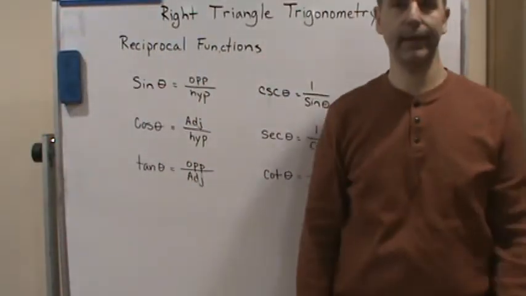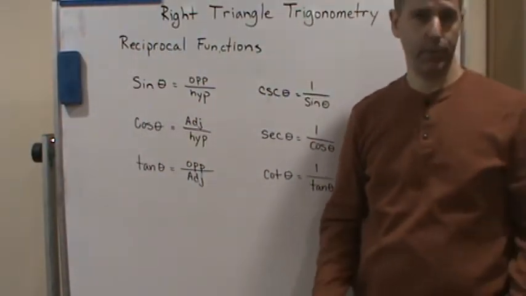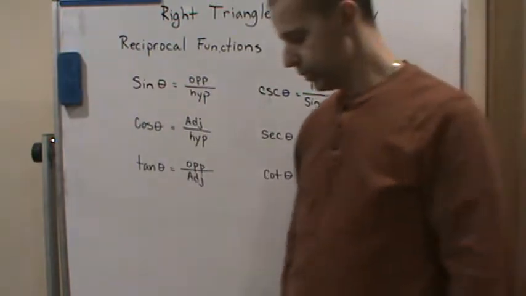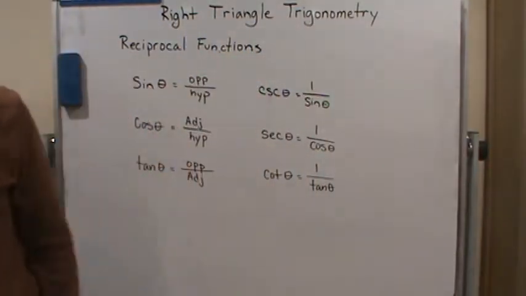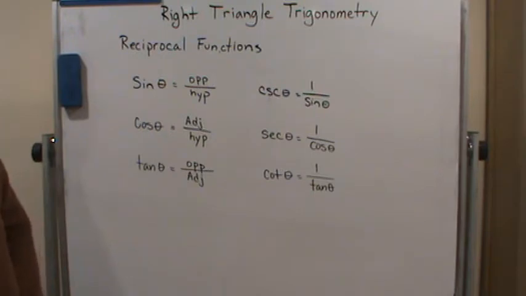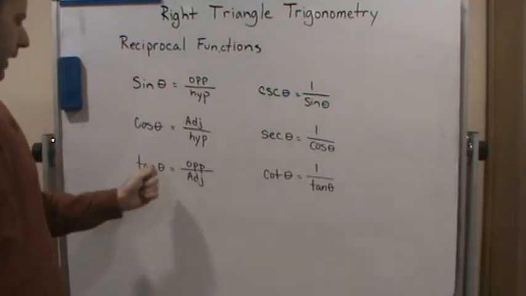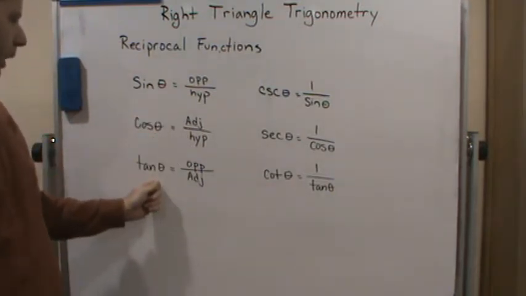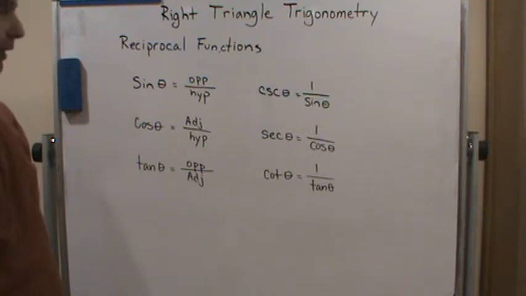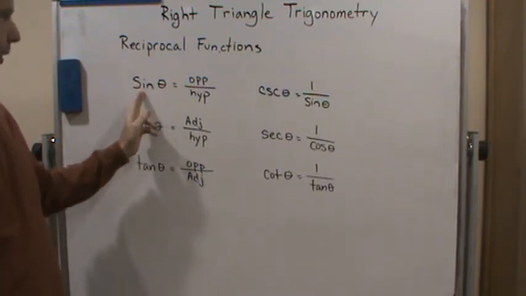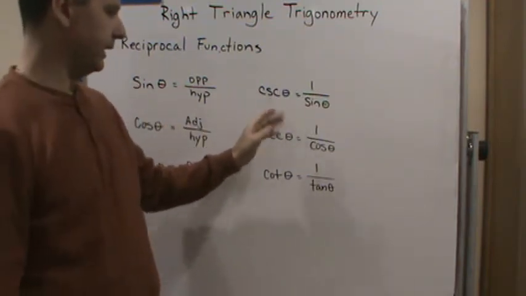Okay, so welcome back, and today we're going to talk about reciprocal functions. The reciprocal functions are exactly as you might be thinking about it: they're reciprocals of each other. So sine, cosine, and tangent have reciprocal functions. The reciprocal function for sine is cosecant.